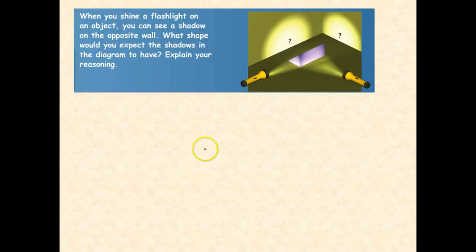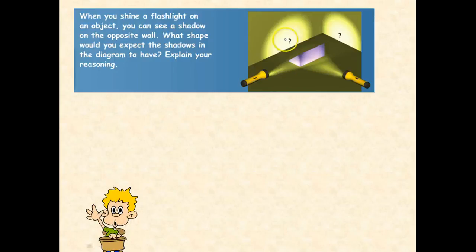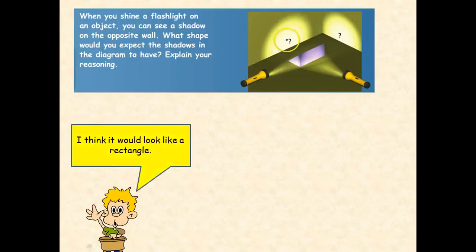When you shine a flashlight on an object, you can see a shadow. And in this diagram, what shape of a shadow would you expect to see on this wall over here? Yes, Raphael. Yeah, I think you're right. I think it would look like a rectangle. The shadow that it casts is going to look like the shape that it's shining on.